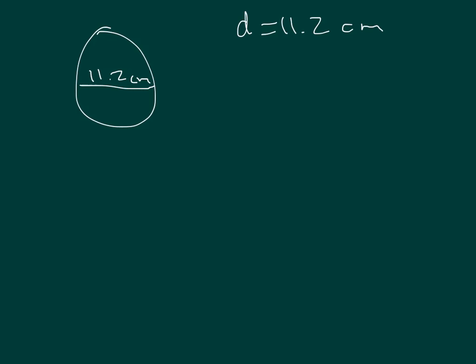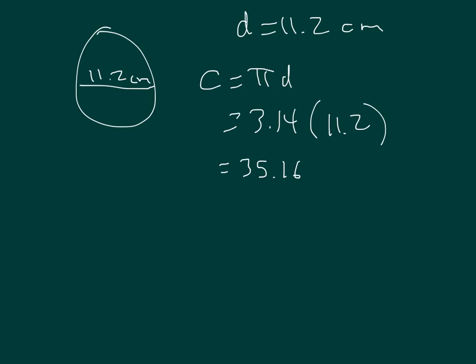I'm going to jump directly to circumference equals pi times diameter equals 3.14 times 11.2. And right from there, I just figure out my final answer. So 3.14 times 11.2 is 35.168 centimeters.